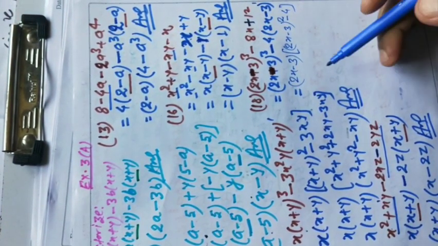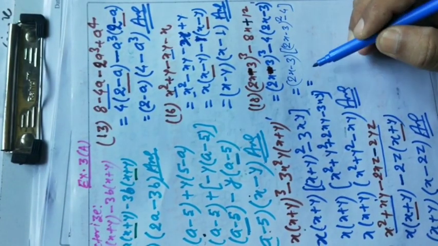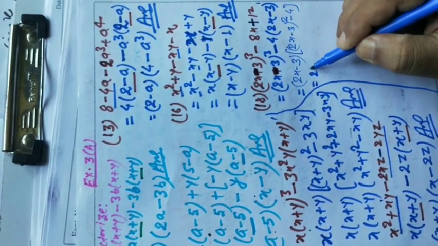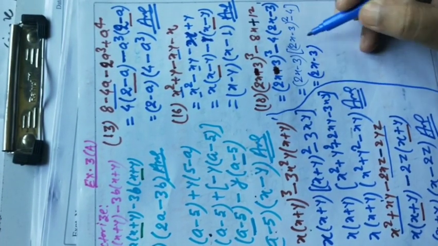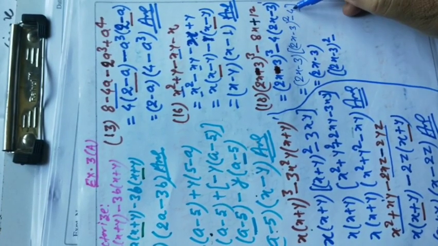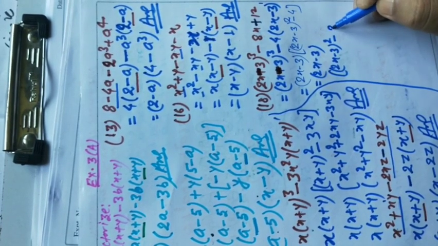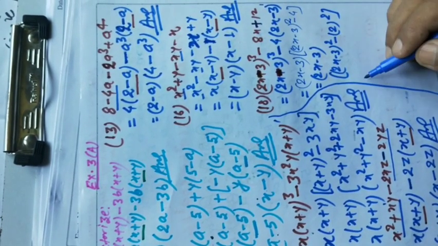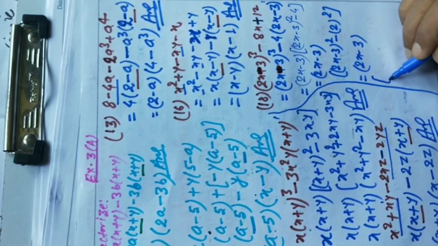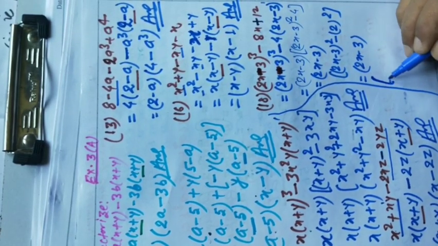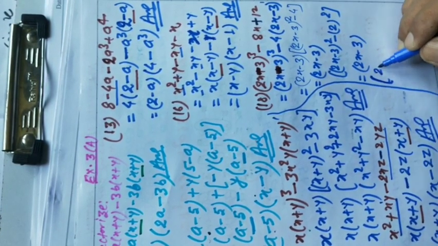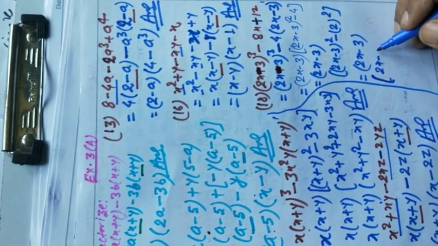Now one interesting thing is there here. Write 2x minus 3, and this expression can be written as 2x minus 3 the whole square. You know that this is 4 and 4 is the square of 2. So it will be 2x minus 3, and this expression can be written as a square minus b square. The identity is a square minus b square. So write 2x minus 3.